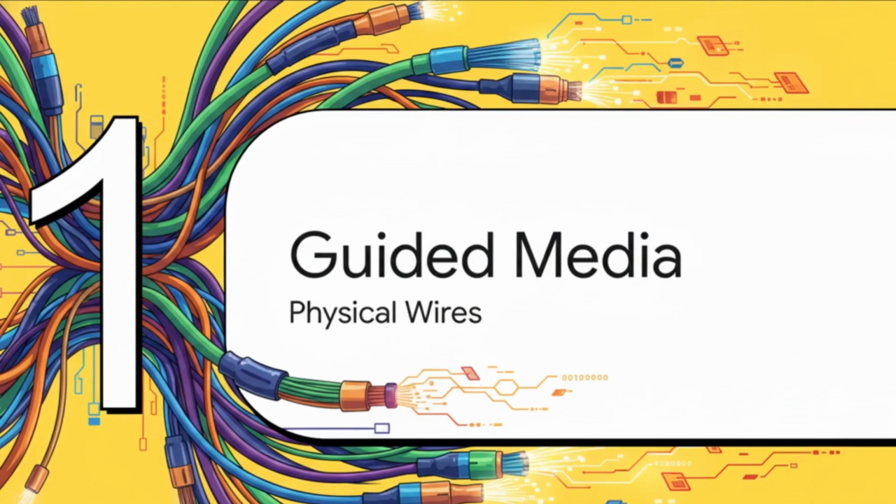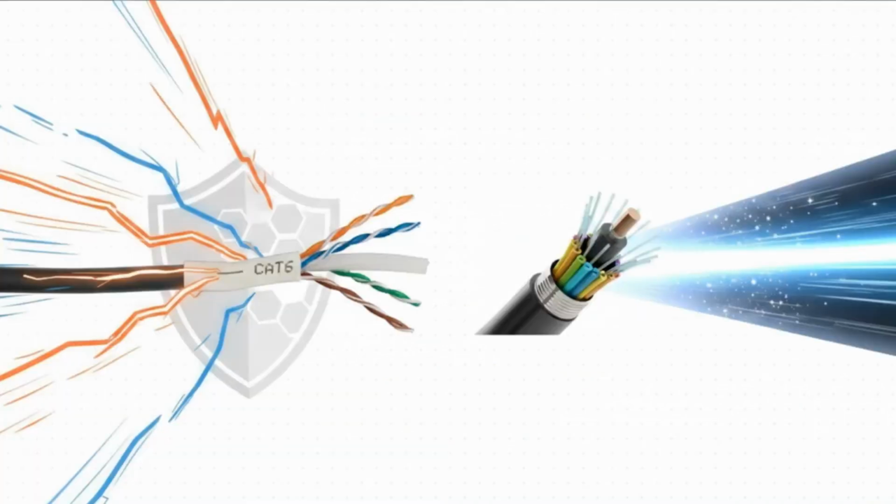Okay, Section 1, guided media and physical wires. When we talk about wired media, there is a stark contrast between two of the major heavyweights. First, you've got the Cat6 cable. If you cut one open, you'd clearly see brightly colored, tightly twisted copper wires inside. This is an absolute workhorse for fast Ethernet connections.